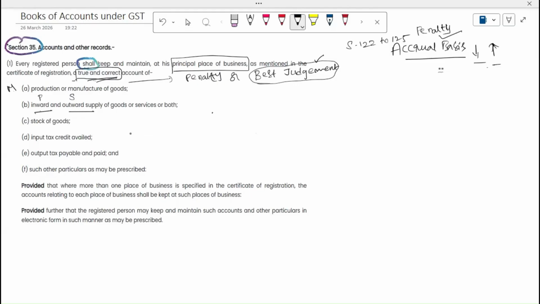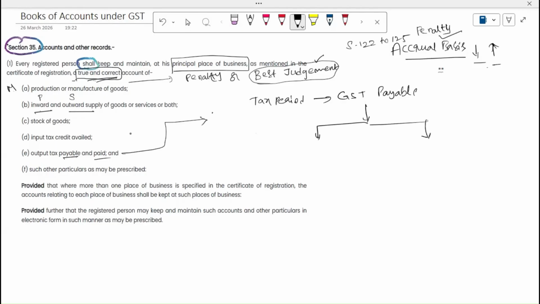Under section 35, the next item is your output tax payable, output tax paid. This is where the GST again is expecting that for a particular tax period, what is your GST payable? And what is your GST paid? How? Paid through credit, paid through cash ledger.